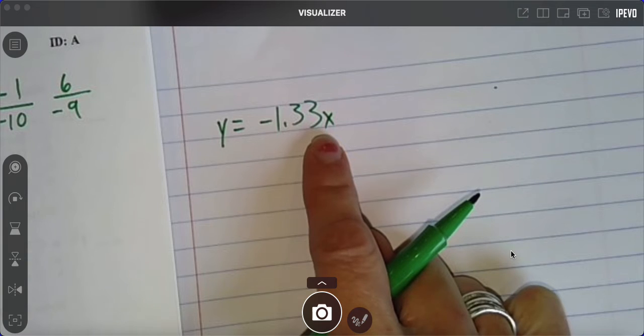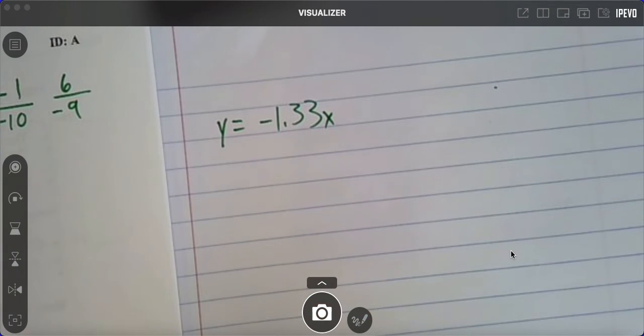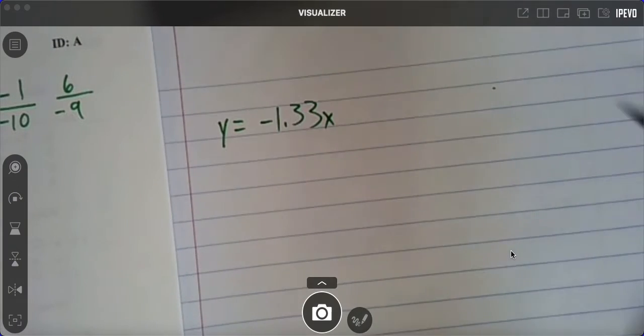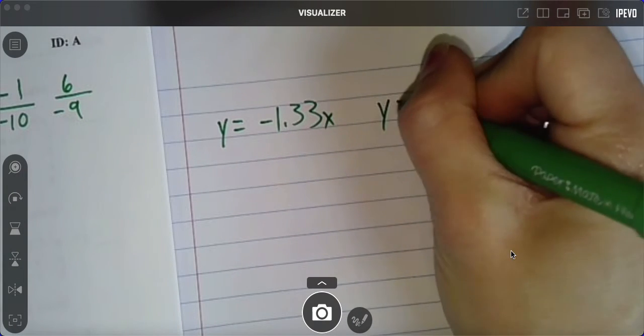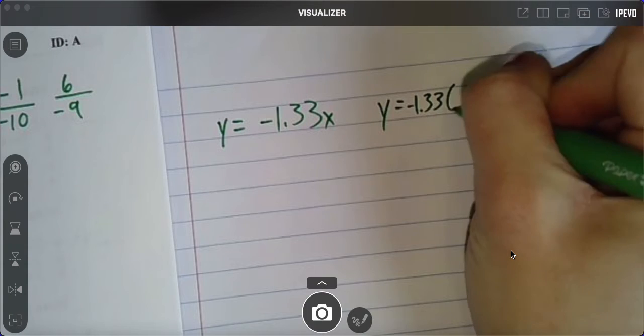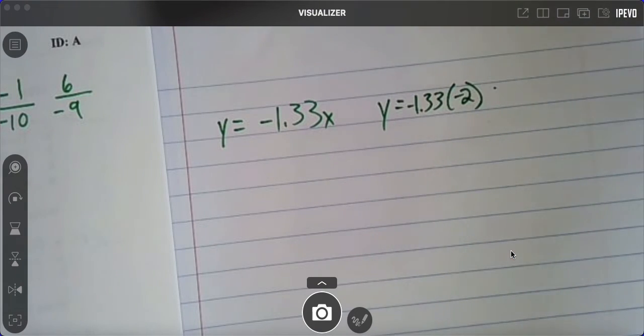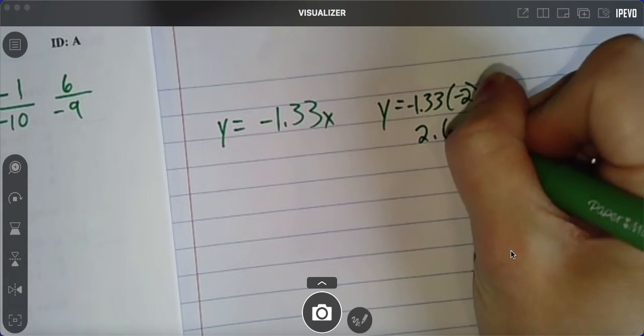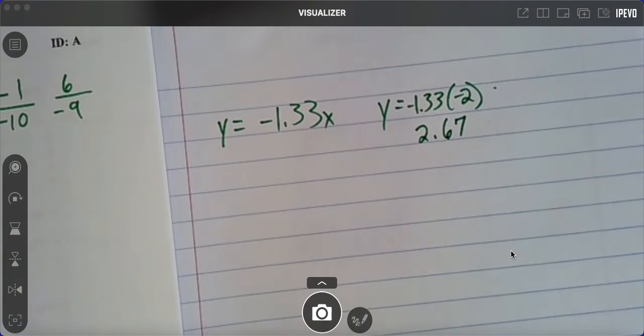Then it tells me to plug in a number. The next part, what number do they want me to plug in? X is -2. So they want me to write -1.33 times -2, and what do we get? 2.67. They rounded up or whatever. Do we get that one? No? You just do y divided by x. Look at the table. We'll come right back to that one.